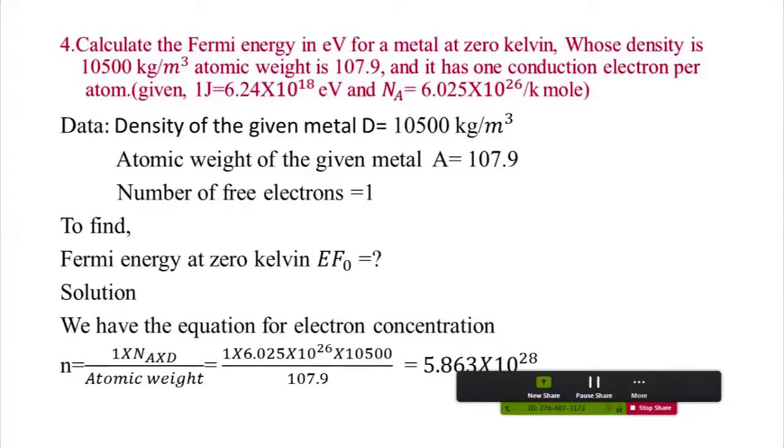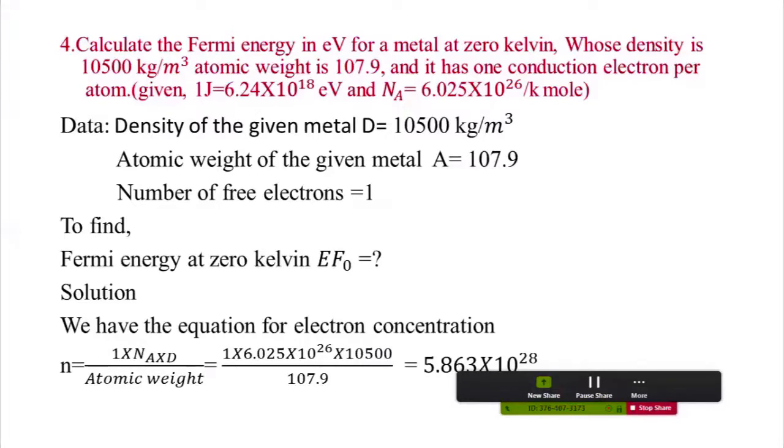In this particular problem, the data they have given is 1 joule equals 6.24 into 10 to the power 18 electron volt, and the Avogadro number Na equals 6.025 into 10 to the power 26 per kilomole. Now in this problem, you need to calculate the Fermi energy at 0 Kelvin. Fermi energy at 0 Kelvin is Ef naught.